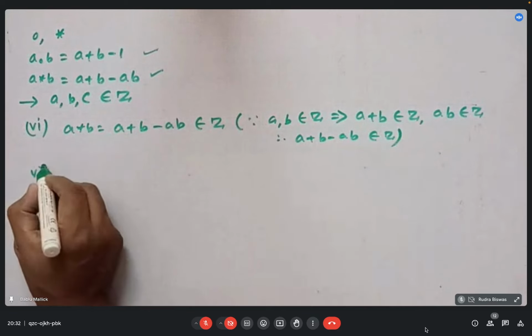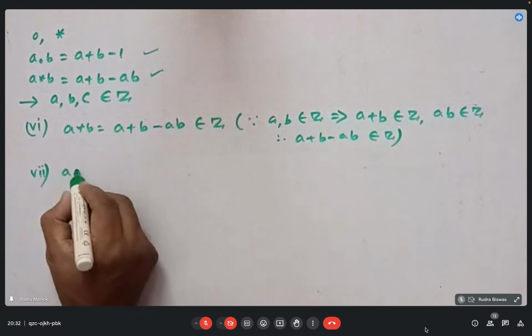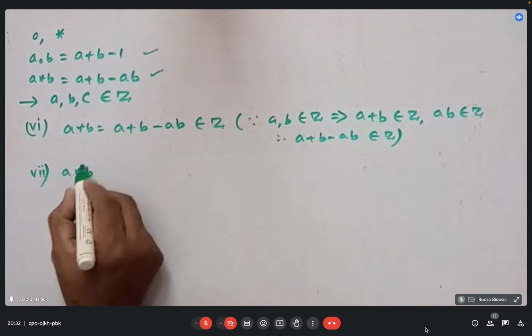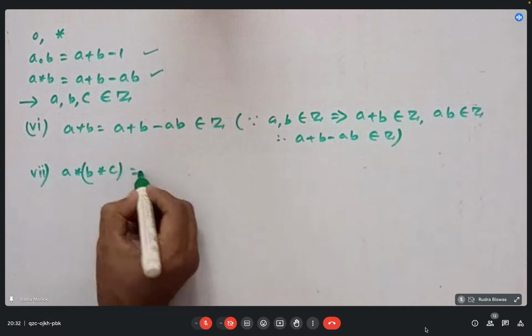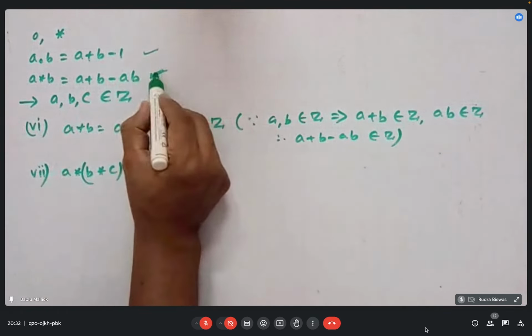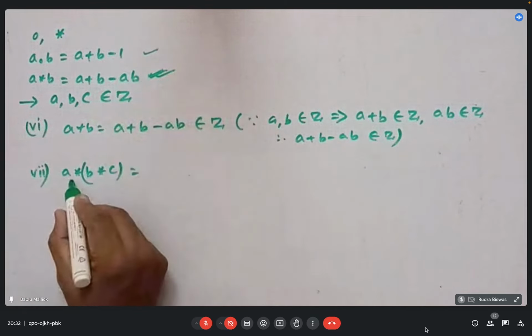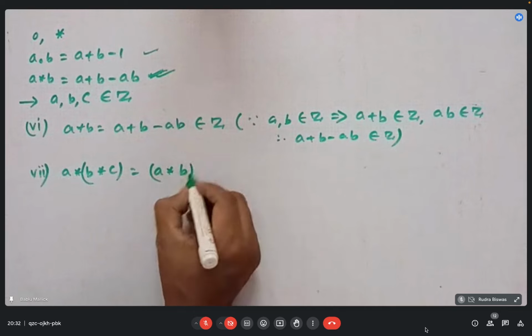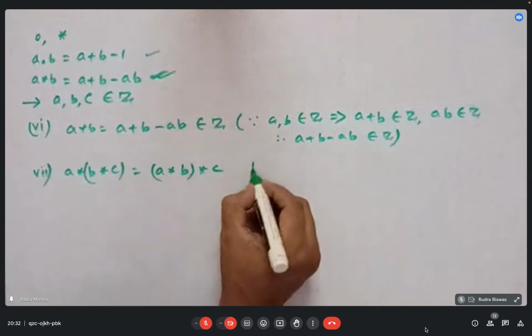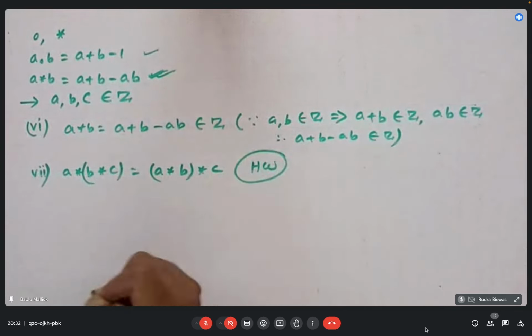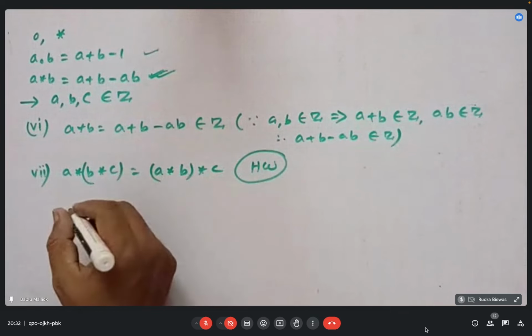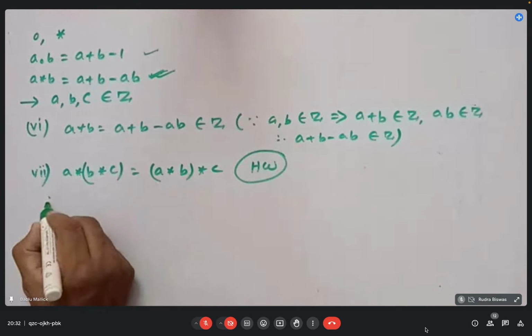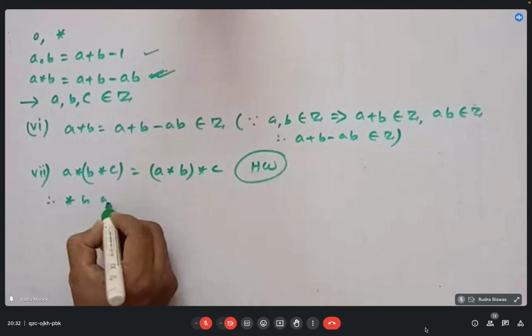Number 7, this is your homework. You will show this. We have done this in group theory, the same operation I have done in group theory. A star B star C is equal to A star B star C. This is your homework. So therefore star is associative.